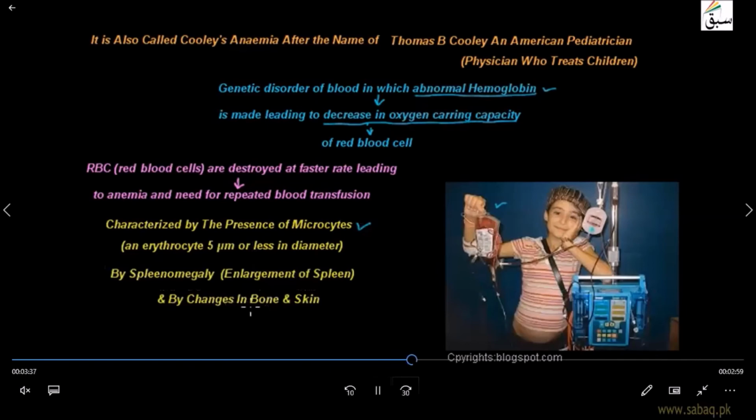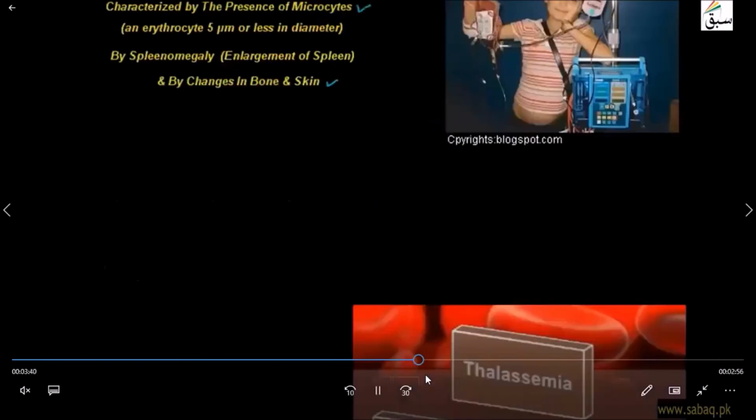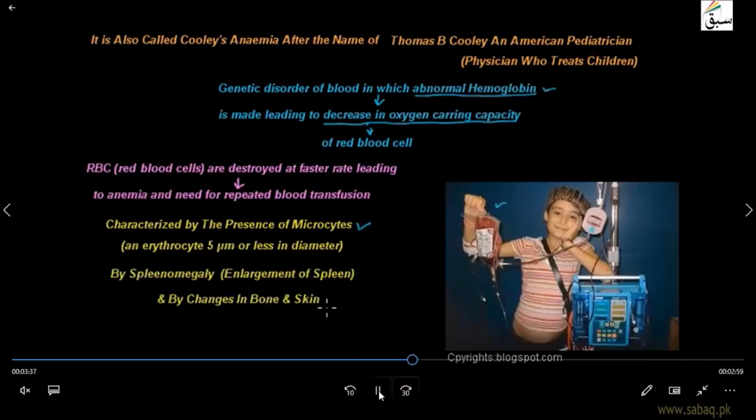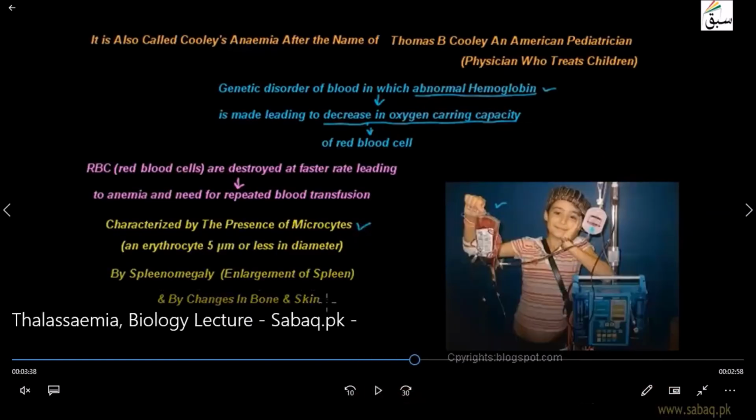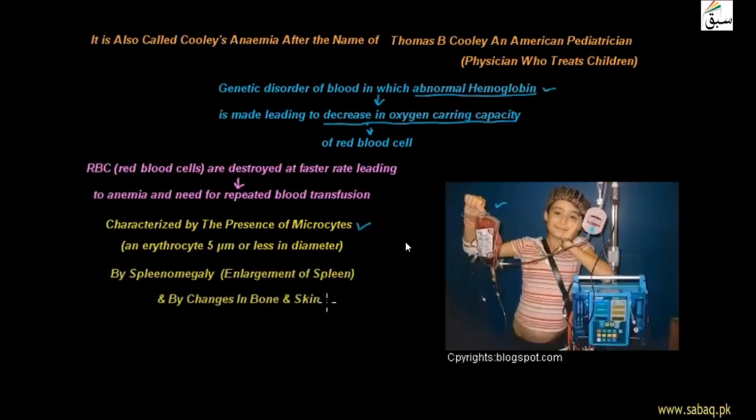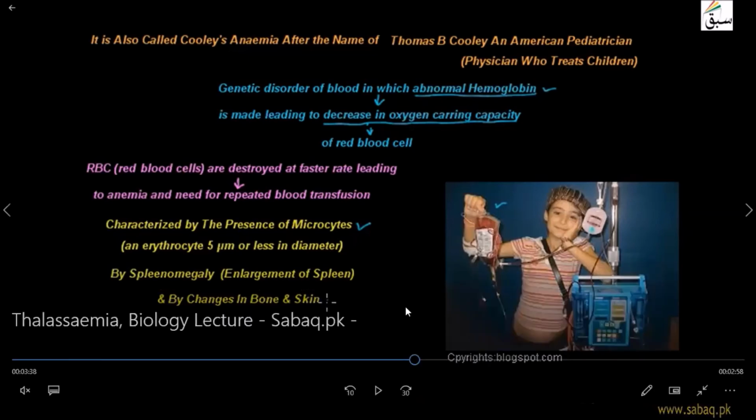Second, splenomegaly, that is, megaly means bigger, enlargement of spleen. The spleen is that organ of your body in which the RBCs are destroyed. So splenomegaly means enlargement of the spleen, or changes in bone and skin. Now, what do you mean by splenomegaly? How is splenomegaly telling you?